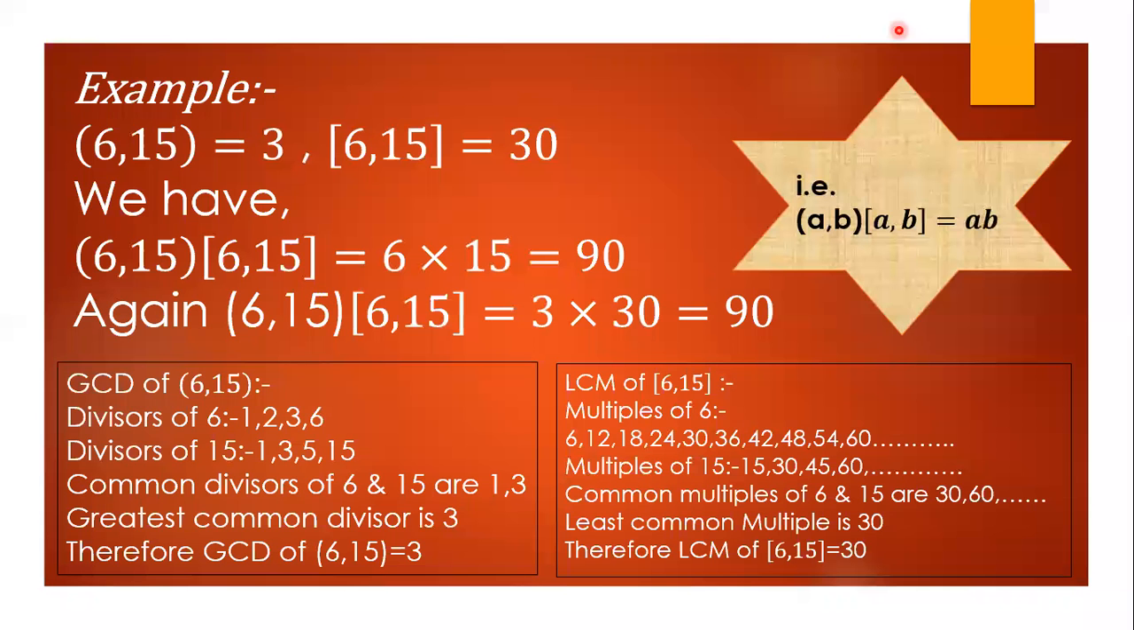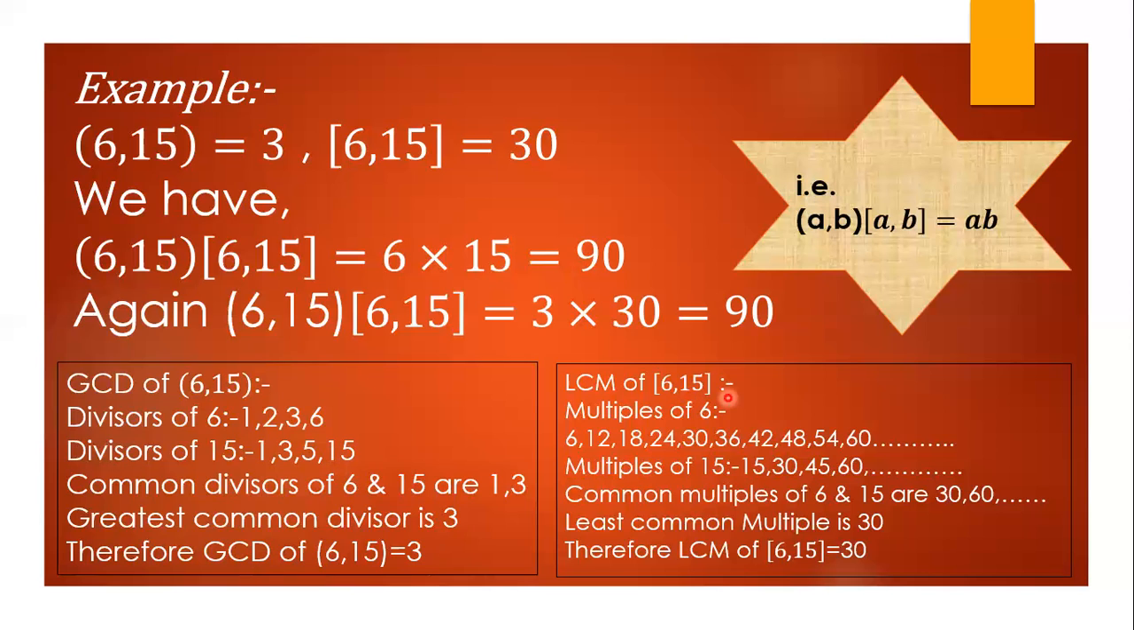See here, the GCD of 6 and 15 is 3 and the LCM of 6 and 15 is 30. See, GCD of 6, 15. GCD means the greatest common divisor. So we have to take divisors here. First, divisors of 6, the divisors mean the numbers in whose table it comes. So here 6 comes in the table of 1, 2, 3 and 6. Divisors of 15 are 1, 3, 5, 15. Common divisors of 6 and 15 are 1 and 3. Greatest common divisor of them is 3. Therefore, GCD of 6, 15 is 3.